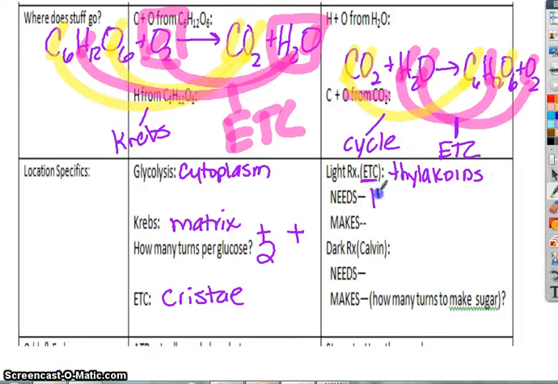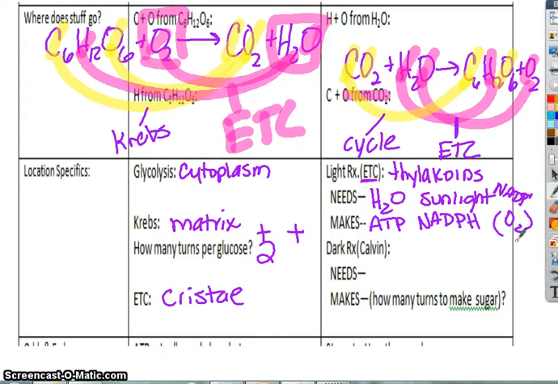What does it need? Well, if we look above, it needs water and it needs sunlight. And I guess it needs NADP to pick up hydrogens. What does it make? It makes ATP and NADPH and oxygen, but the oxygen is released as a waste product. The dark reactions, the Calvin cycle, happen in the stroma.